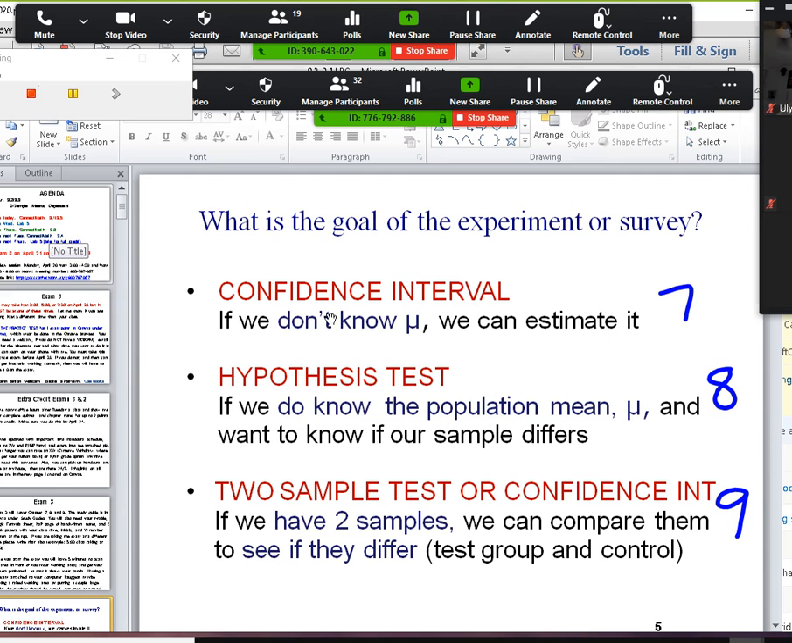Totally. All right, so a confidence interval. After we've taken our sample, one thing we could do is take a confidence interval, right?